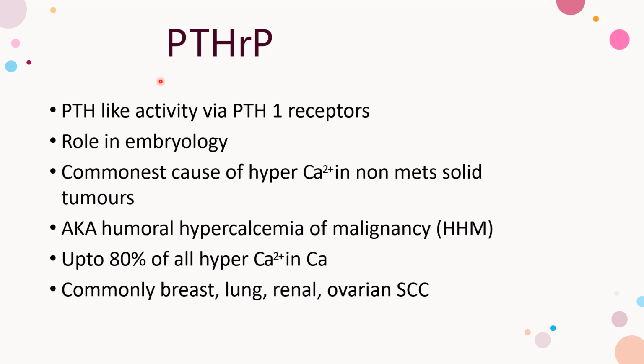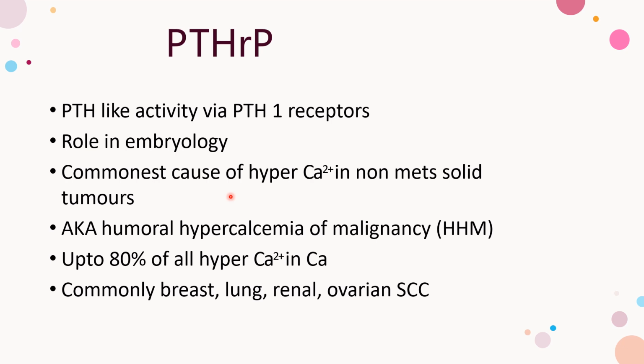PTH-RP is parathyroid hormone related protein. It is very important specifically in some cancers. This protein has parathyroid hormone like activity, very similar to parathyroid hormone in action via PTH1 receptors. It has a role in embryology and is also produced by some tissues in the body. It is seen in kidney and brain, but the function is not known, and it acts as a growth factor in development of skin and hair follicles, and it is the commonest cause of hypercalcemia in non-metastatic solid tumors.